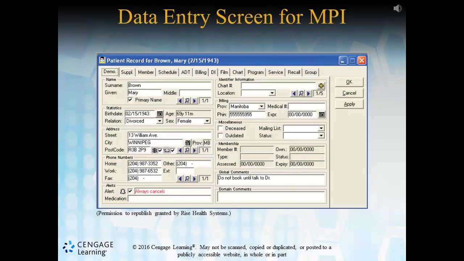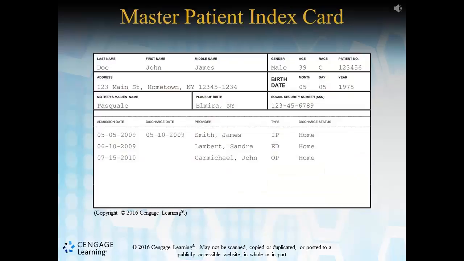This slide shows a sample of what a data entry screen looks like for a master patient index. Take note of the types of data being collected here in an electronic format. This slide shows a sample MPI data card that would be housed in a vertical file. Pause for a moment and compare and contrast these two MPI methods.